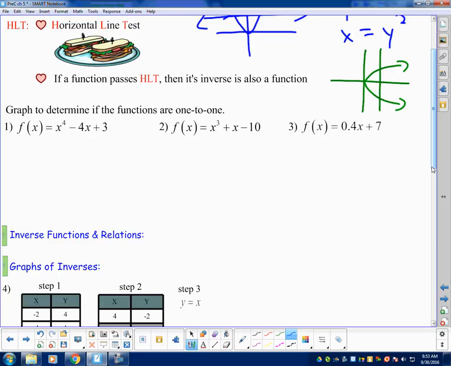It looks like a parabola, kind of a weird parabola thing. It kind of goes like that. So this is a no, not 1-to-1, because of that. What about this one? Yes, it is. What does it look like?